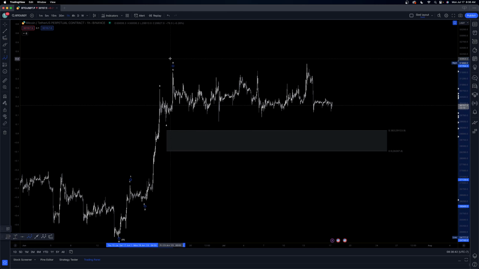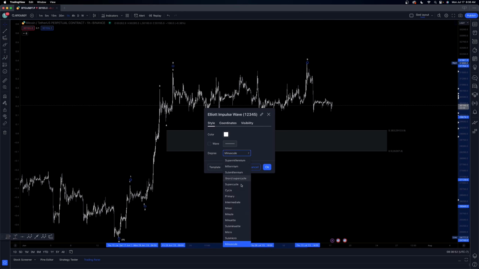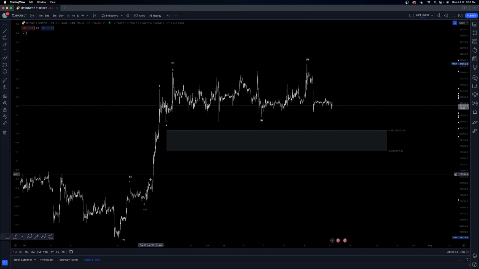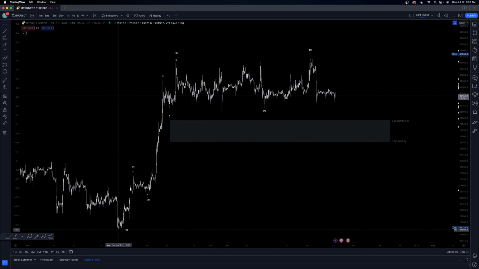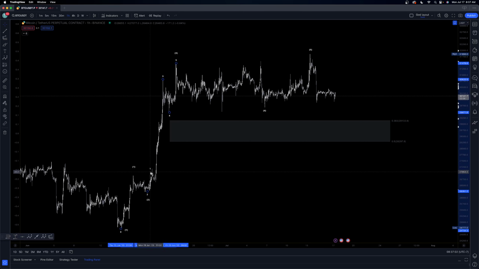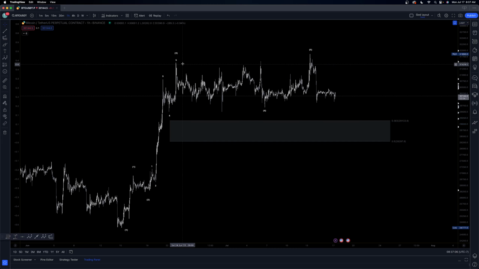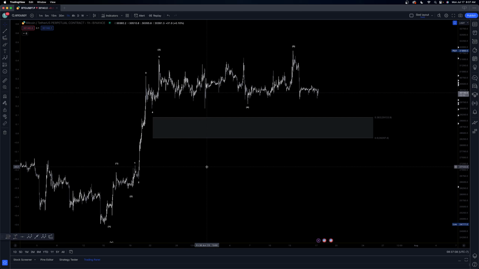Then we have an ABC flat truncated right here for 4. And then we have an ending diagonal as a 5th wave. And that completes the larger degree 5 waves up. So 1, 2, 3, 4, 5. Right? And then this would be moved like that as a wave 3, right? So that's how the other scenario would go down.